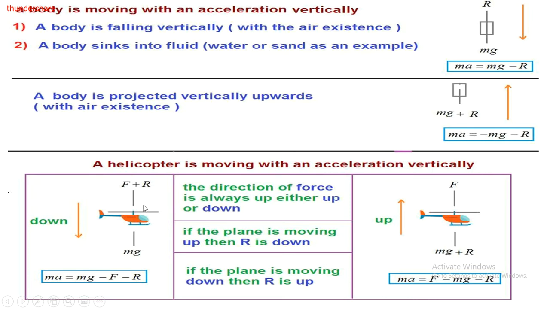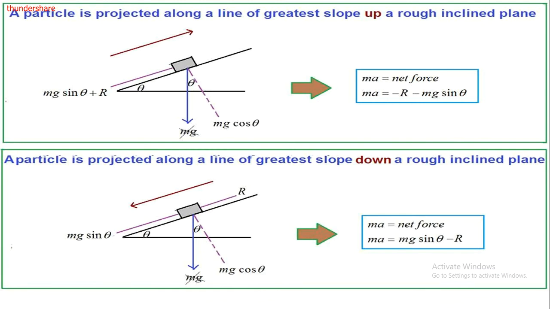Don't be confused that the motion is always in the direction of force. No, it is not like that. Sometimes the weight is greater than the force, as you can see here. The direction of the force is always up, either up or down. So if the plane is moving up, the r is down. If the plane is moving down, the r is up. Okay, everyone? These are the last cases that we have today.